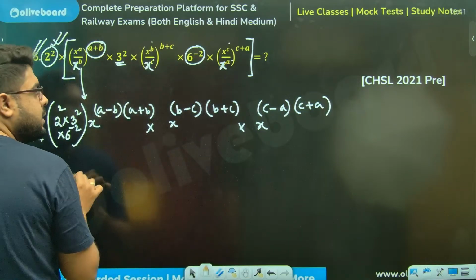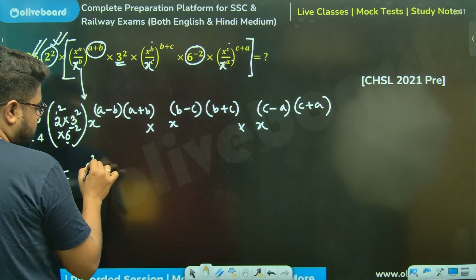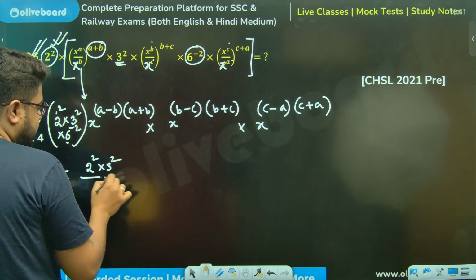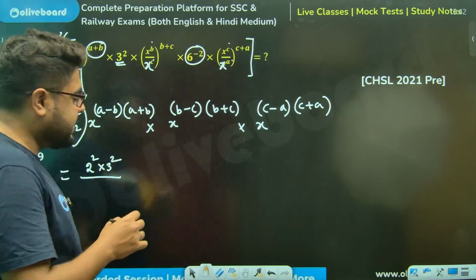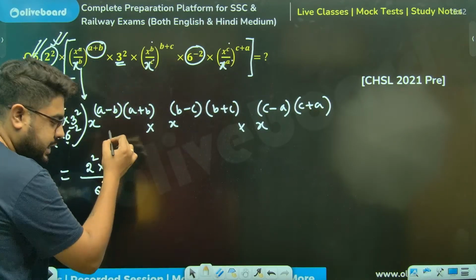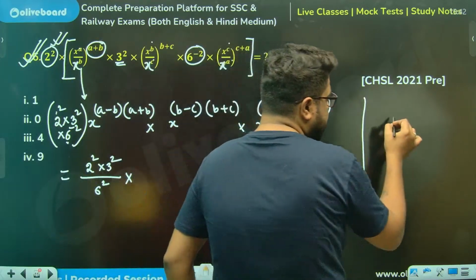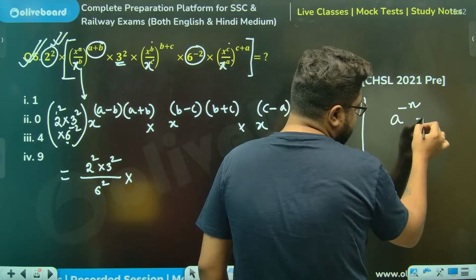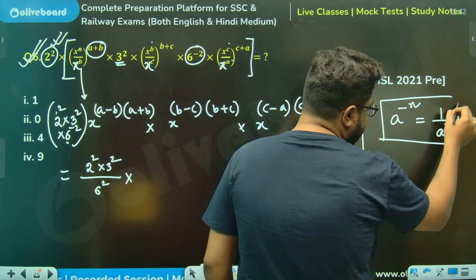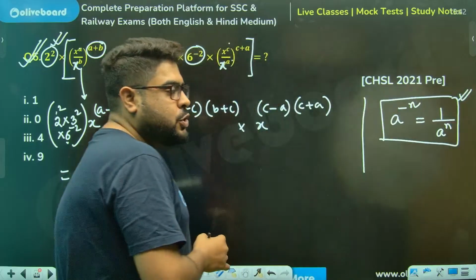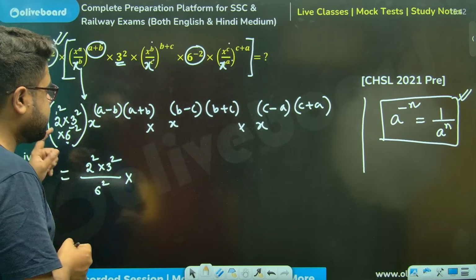So you see, this is 2 square, 3 square, and I'm just writing 2 square into 3 square. And this one, 6 to the power minus 2, meaning 1 by 6 square, that is 6 square in the denominator. Because if you don't know this formula, a to the power minus n is always equal to 1 by a to the power n. Again, a very simple rule of surds. So 6 to the power minus 2 means 1 by 6 square. That is how we can write.